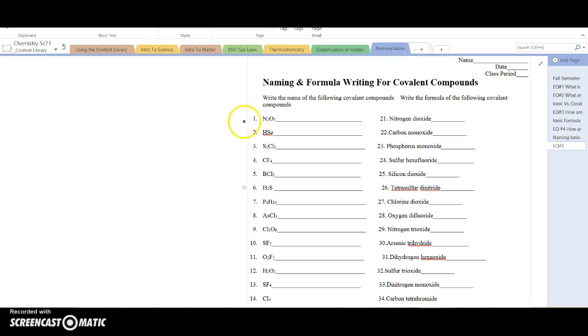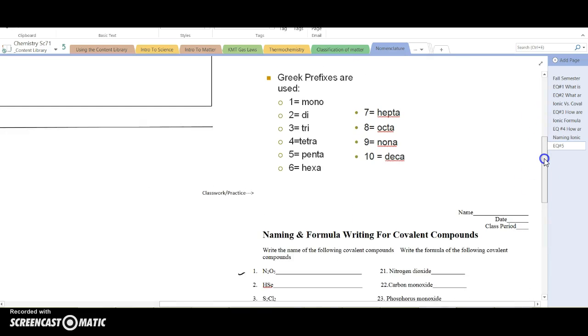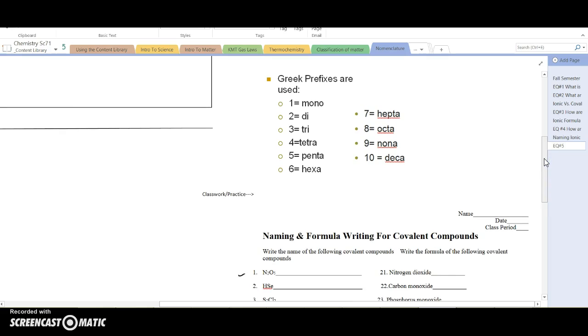So when I look at our first example here, N2O5, to write the name, I'm just going to look up the Greek prefix of 2. In order to do that, I'm going to just look in my notes. This is from your notes. So 2 is di, and 5 is penta. So I'll just put those as Greek prefixes, or as prefixes in front of the name.